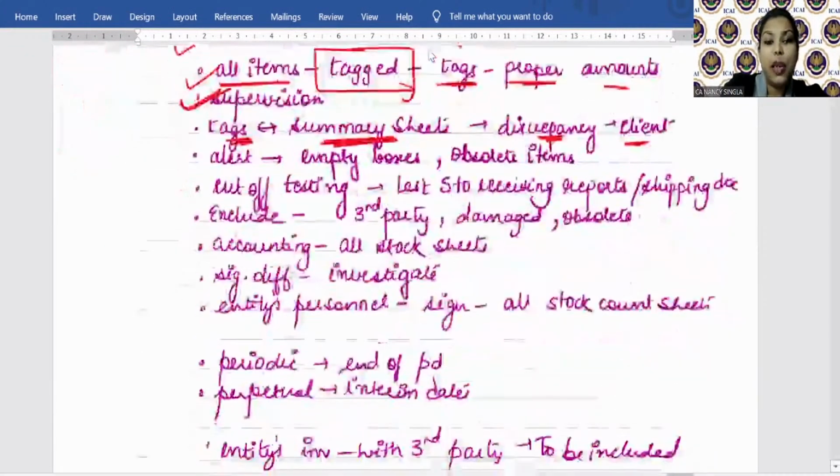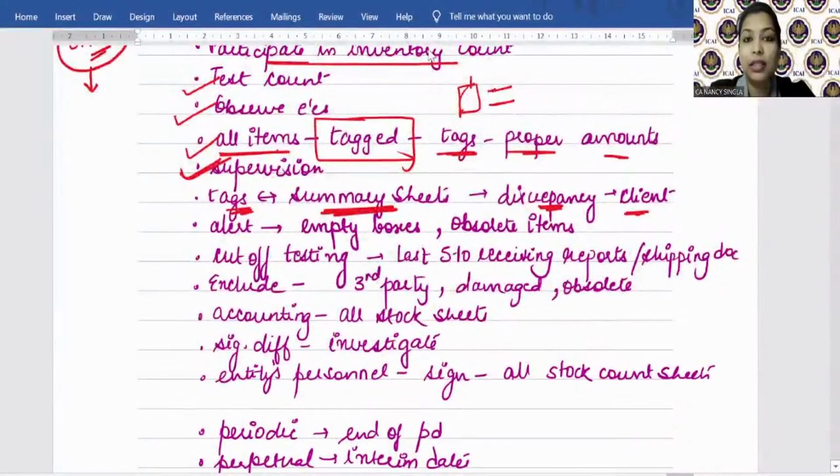Further, when the auditor is observing the inventory count, students, it might be possible that certain cartons are empty. They are not containing, let's say, chocolates. So the auditor needs to be alert to all such situations. He needs to be aware as to whether there are any empty boxes, damaged items, or obsolete items, right? Now, we have discussed this point for the timing, so I'm leaving this point.